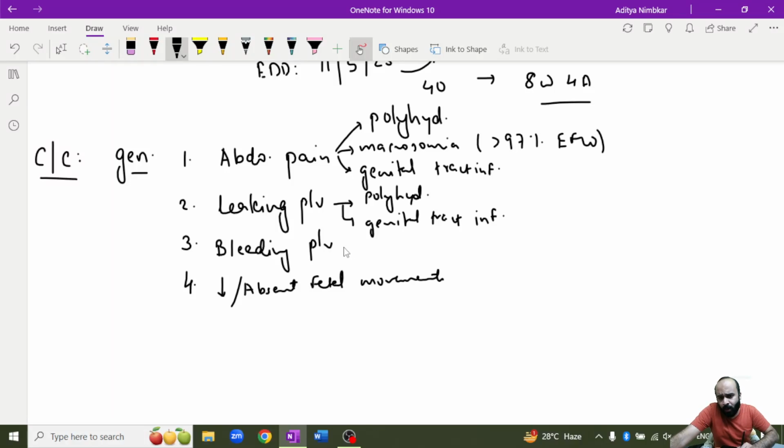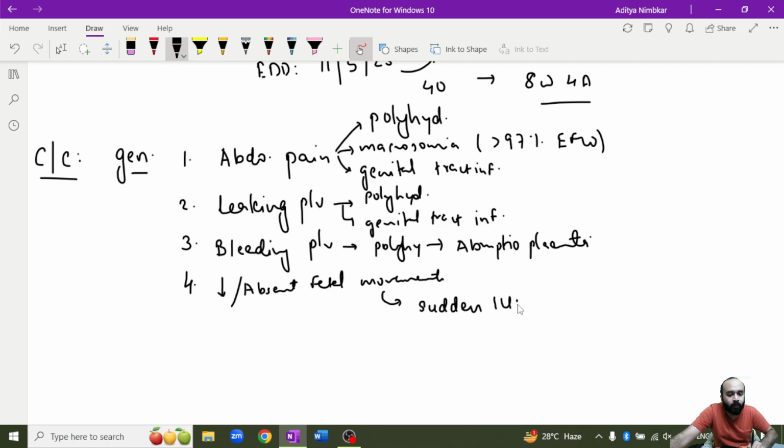Bleeding per vaginum, how is it significant? In patients with polyhydramnios, if there is leaking per vaginum, it can lead to abruptio placentae. So that is how it can be correlated with diabetes mellitus. And lastly, absent fetal movements, a very important point, probably the most important point after abdominal pain in patients with diabetes, if there is sudden fetal demise or sudden IUFD as we call it.